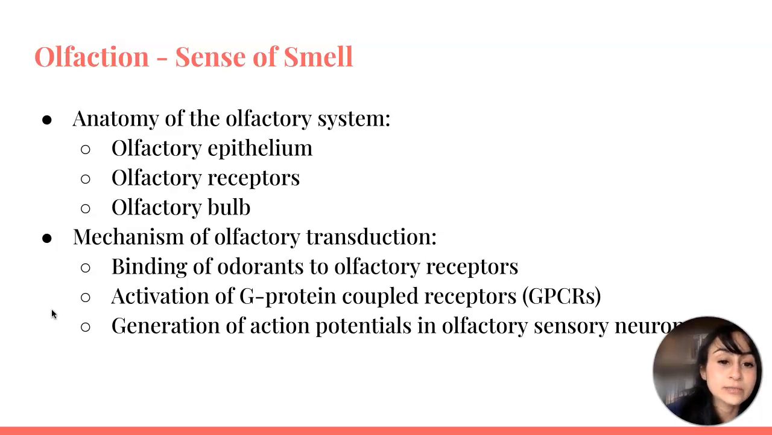The olfactory system also has the olfactory receptors, which are proteins located on the cilia of olfactory sensory neurons within the epithelium. Each olfactory receptor neuron typically expresses a single type of olfactory receptor protein, but different neurons can express different receptor types. These receptors are highly specific and can detect specific odor molecules.